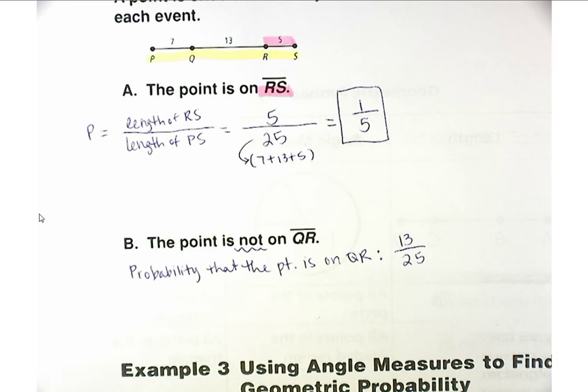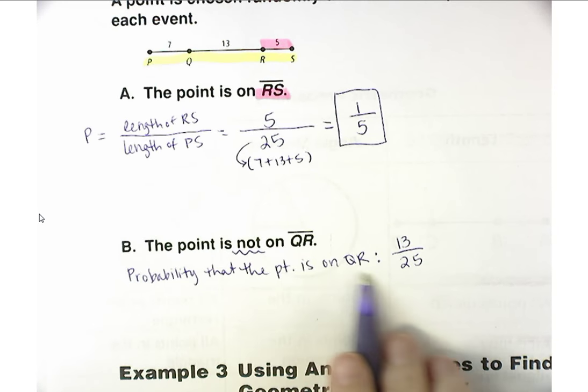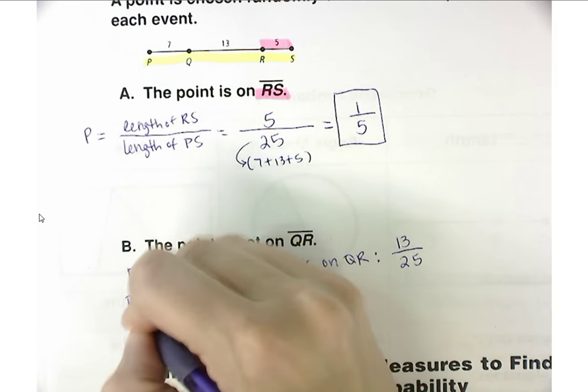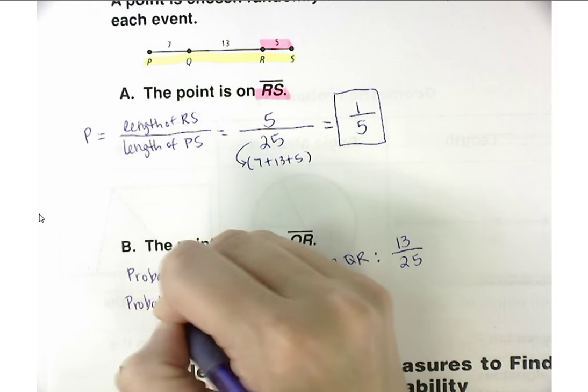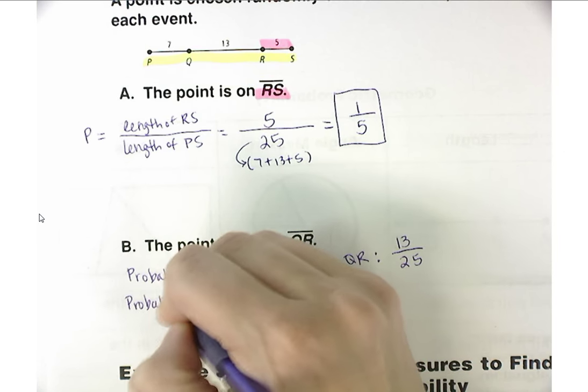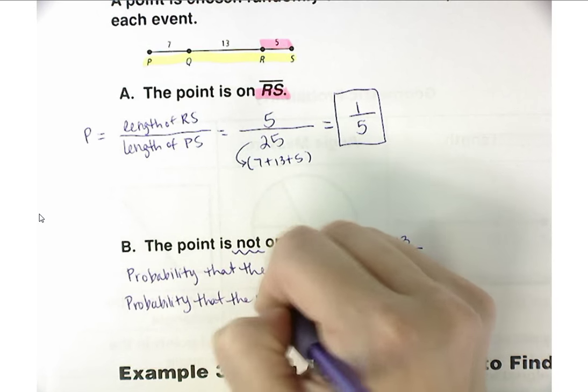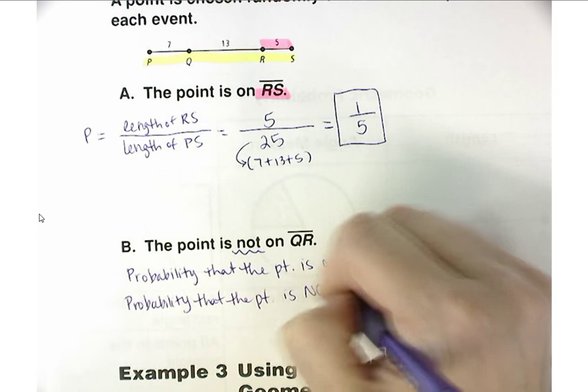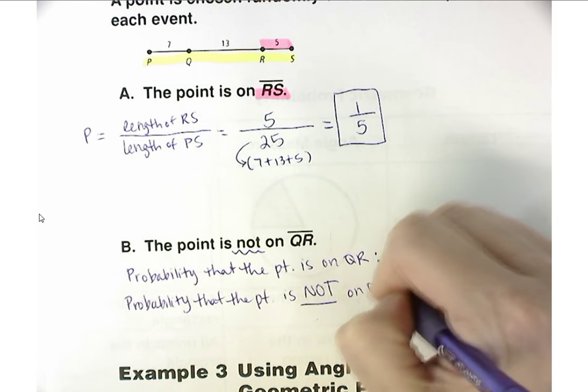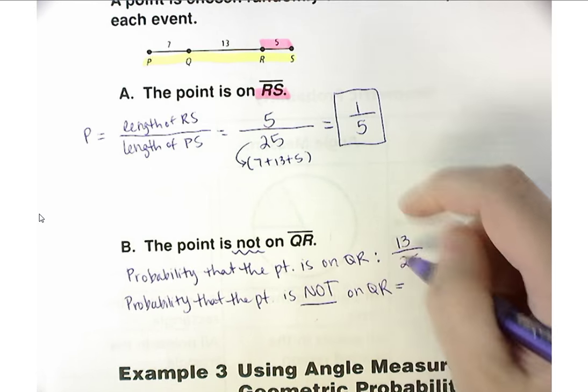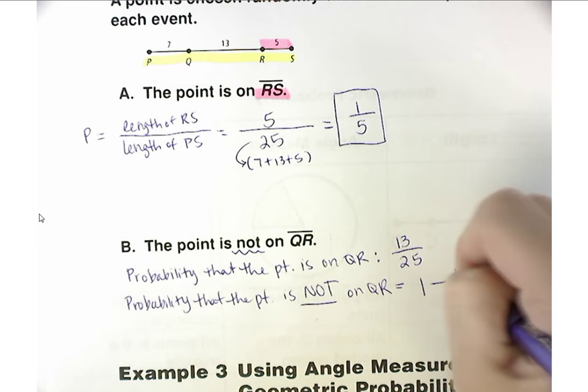Okay, remember how you would write a percent as a decimal? You always move the decimal back 2 places. That's the same thing with 100. If you move it back, it'll be 1. So this is the probability that the point is on QR. To find the probability that it's not, is going to be 1 minus 13 over 25.